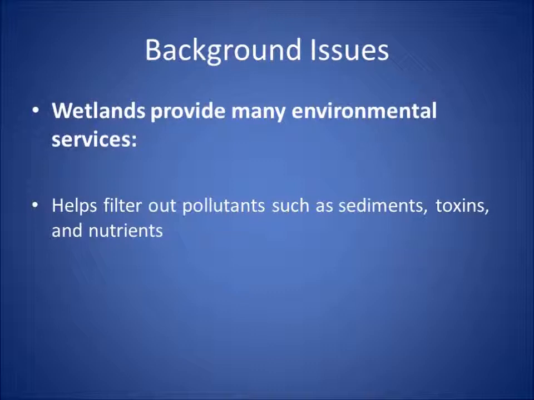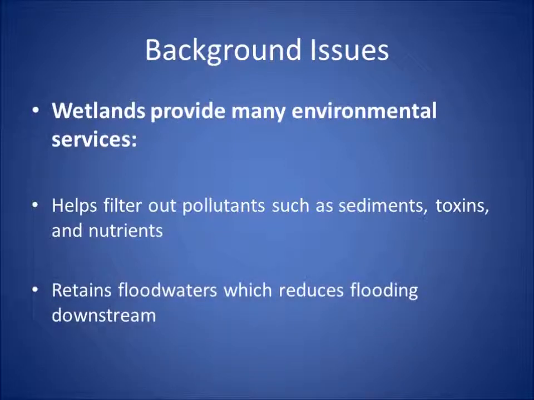Wetlands serve as natural sinks for water quality pollutants such as sediment, toxins, and nutrients such as nitrogen and phosphorus. Nutrients come from various sources such as runoff during precipitation, erosion, animal wastes, lawn and agricultural fertilizers, and the accumulation of dead plant materials. Wetlands also provide a place for floodwaters to be retained, reducing flooding downstream.